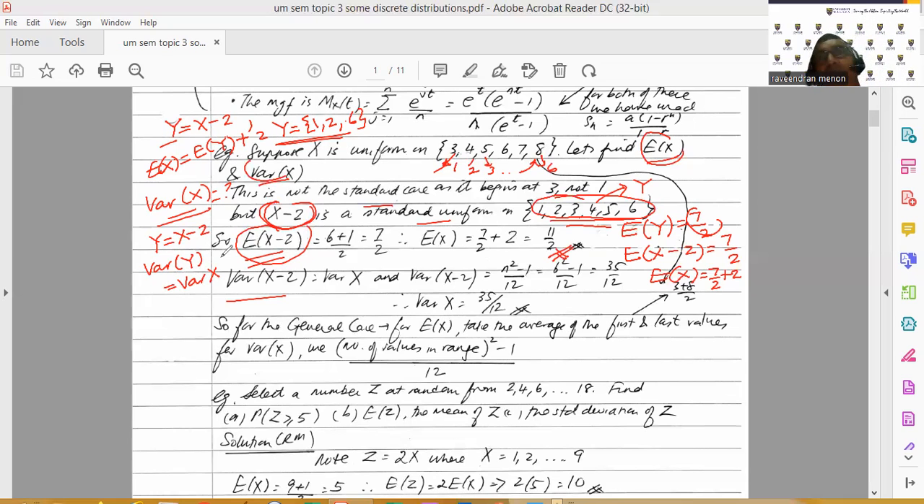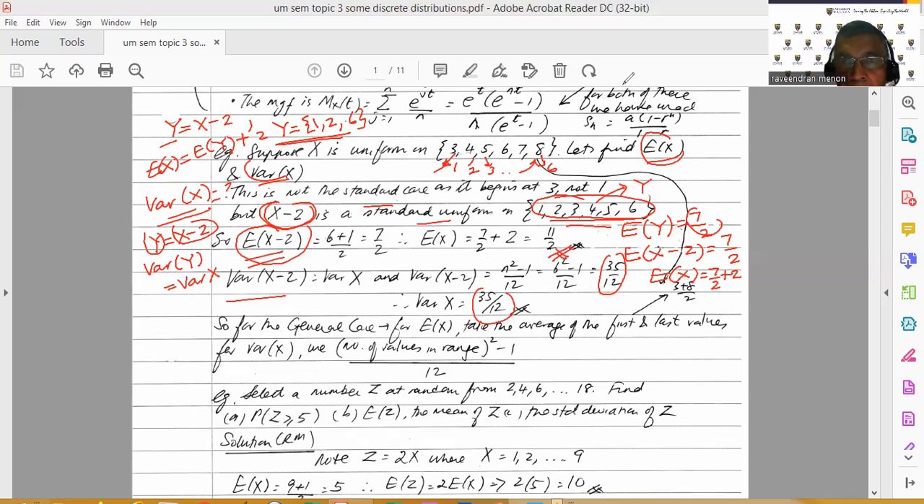In statistics, in probability, we say that the variance of a random variable is not affected by a shift or a scaling of this sort. So the variance of y is the same as the variance of x minus 2. In other words, the variance of x minus 2 is the variance of x. Great. So we can use n squared minus 1 over 12. What is n? 1, 2, 3, 4, 5, 6. So it's 6 squared minus 1 over 12, and you'll get 35 over 12. So the variance of x is just 35 over 12.